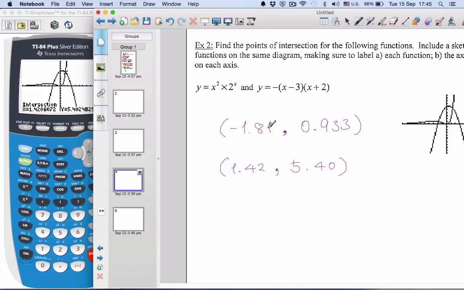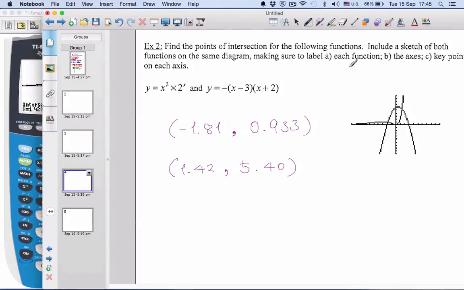And because you round it up, when you plug it in here, you're not going to get the exact same y value, but it'll be pretty close, right? And you should label the axes. This one is going to be y equals x squared times 2 to the x, and here obviously is y equals negative x minus 3 x plus 2. There. And here's the x-axis, and there's a y-axis, and that intersection and this intersection are here and here.